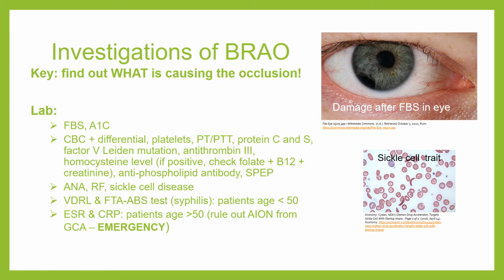VDRL and the FTA-ABS are for syphilis, and this is especially indicated for patients below 50. FTA-ABS stands for Fluorescent Treponemal Antibody Absorption test. ESR and CRP are inflammatory markers, and we need to do these especially for patients whose age is greater than 50 to rule out AION from giant cell arteritis.